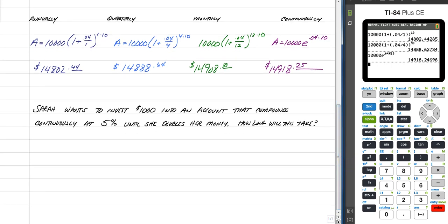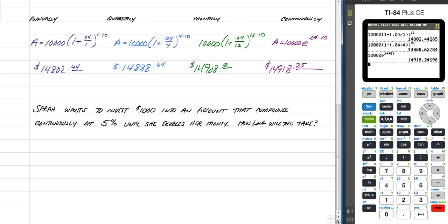Again, we do not know how to solve this algebraically yet. You will learn by the end of this unit. But Sarah wants to invest $1,000 into an account that compounds continuously at 5%. And she wants to leave it there until it doubles her money. How long is this going to take? We talked about something like this in the exponential growth and decay video. Pause it. See if you know how to do it. Click play when you're ready to see it.